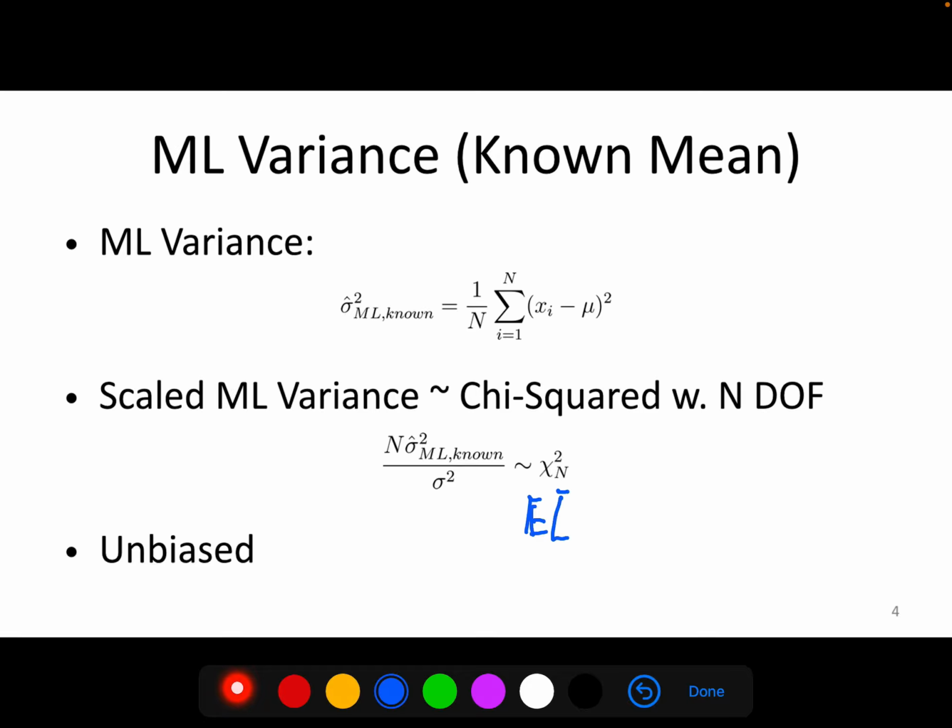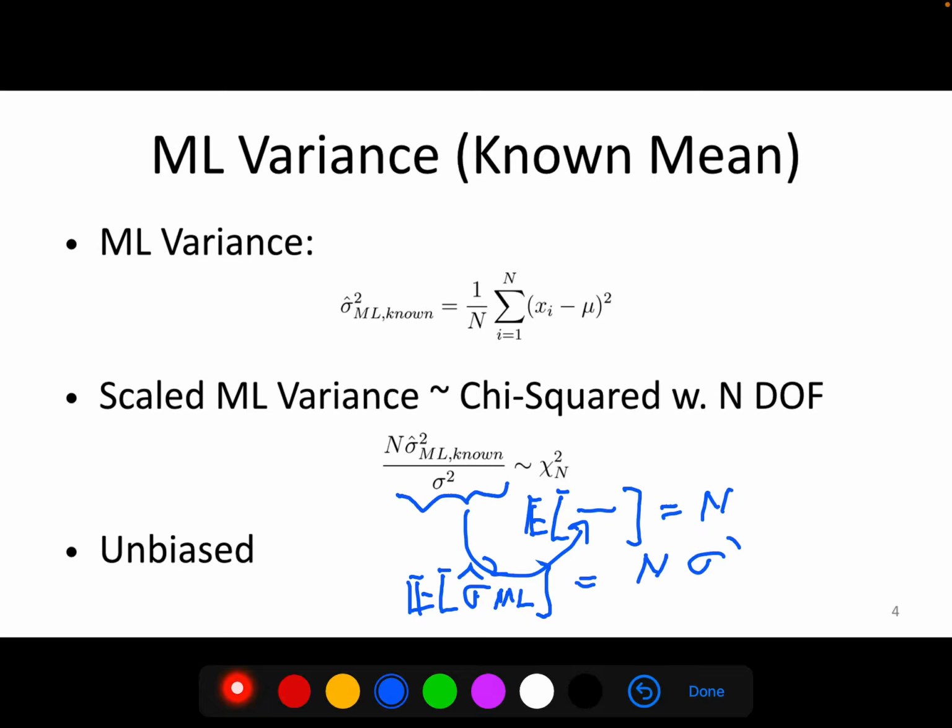So the mean of this part equals n, and the mean of the maximum likelihood estimator in this case is n times sigma squared divided by n, which is sigma squared. So that means the maximum likelihood estimator is unbiased.